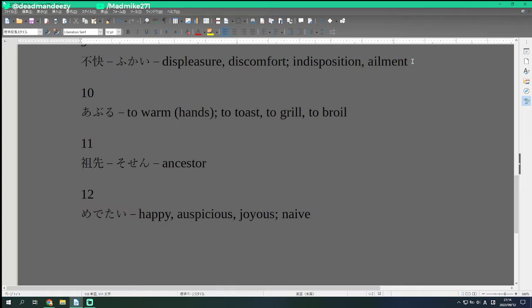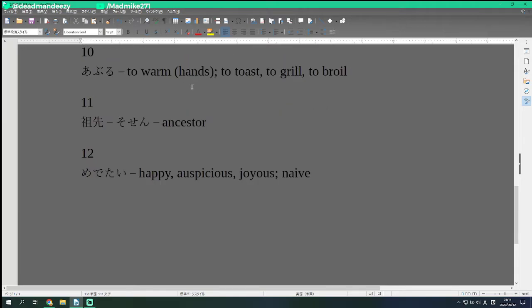Fukai is displeasure or not pleasant, discomfort. Fukai desu. Fukai is displeasure or not pleasurable.